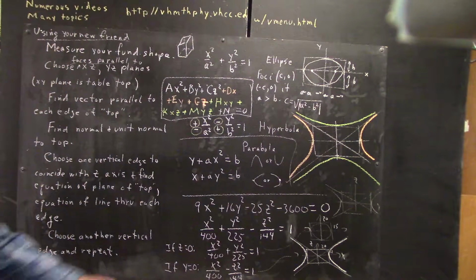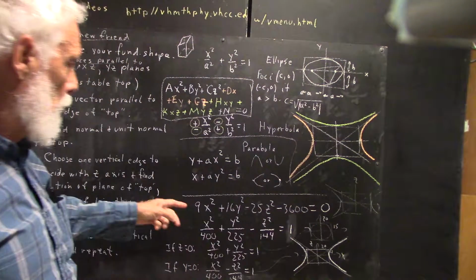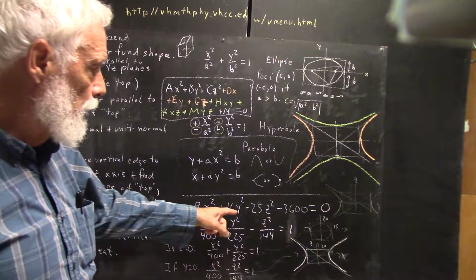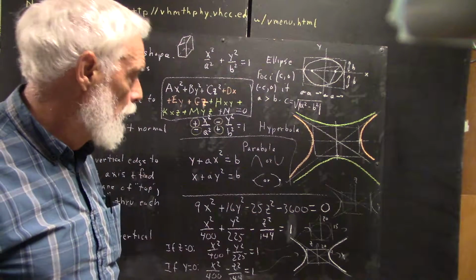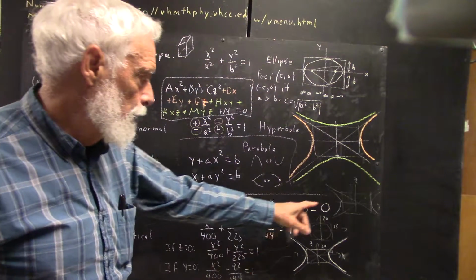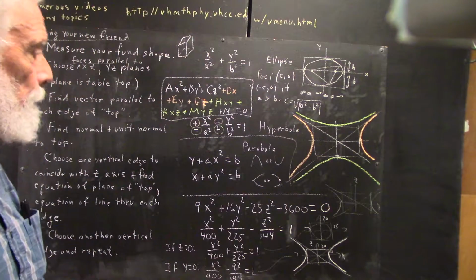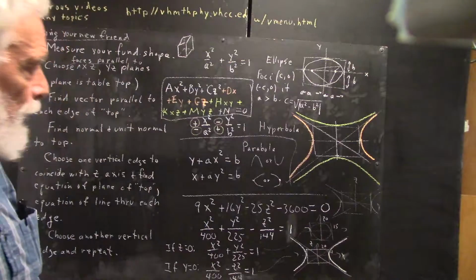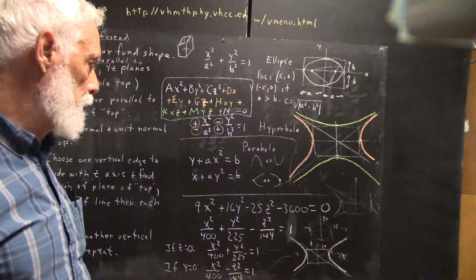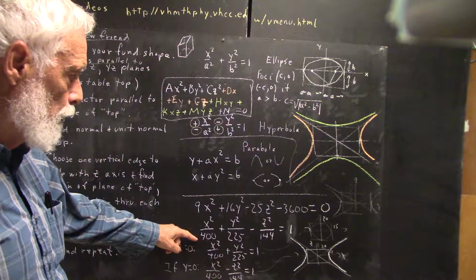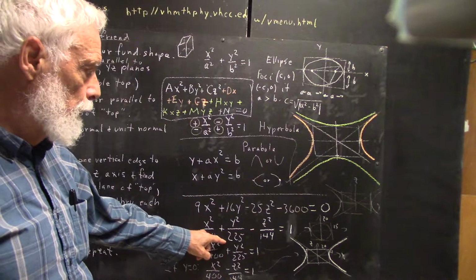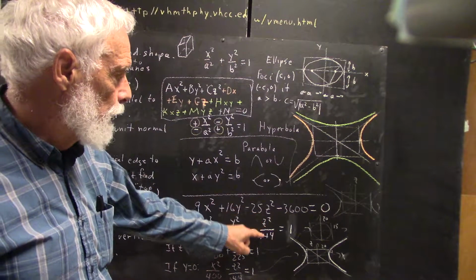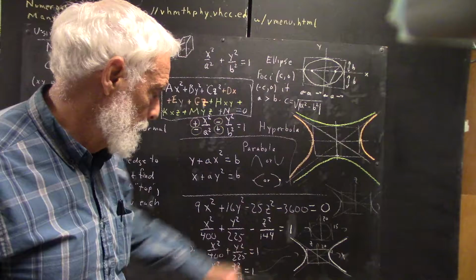Okay, looking at the quadric surface defined by the equation 9x squared plus 16y squared minus 25z squared minus 3600 equals 0. First thing I can do is add 3600 to both sides, and then divide both sides by 3600, and I get x squared over 400 plus y squared over 225 minus z squared over 144 equals 1.